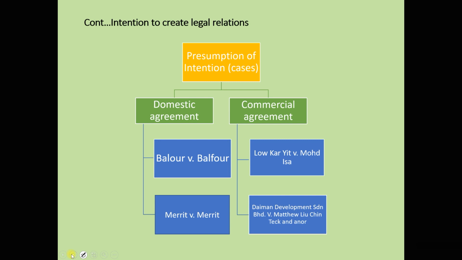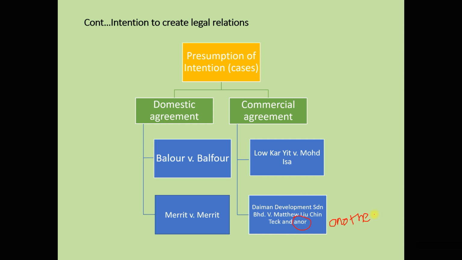So we have several cases here. In domestic agreement, examples are Balfour and Balfour, and Merritt and Merritt. For commercial agreement, we have the case of Loh Kayit versus Muhammad Isa, and Diamond Development Sdn Bhd versus Matthew Luchin Tag and Another. This stands for 'and another', not a person's name.